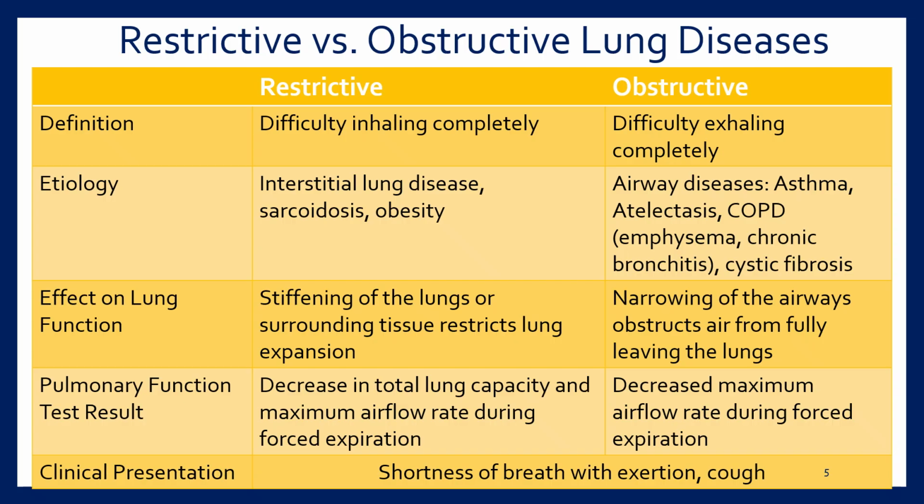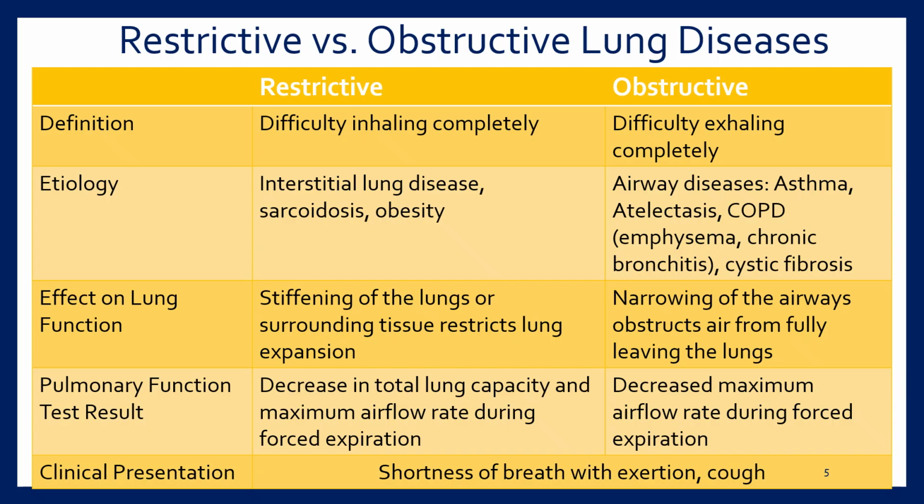This is one of the most important conceptual slides in this entire chapter. Here's the easiest way to remember it. Restrictive means can't get air in. The lungs are stiff. Examples include interstitial lung disease, sarcoidosis, obesity, and pulmonary fibrosis. Problem isn't airflow, it's expansion. Histologically, you'll often see thickened alveolar septa, fibrosis, and reduced alveolar compliance.